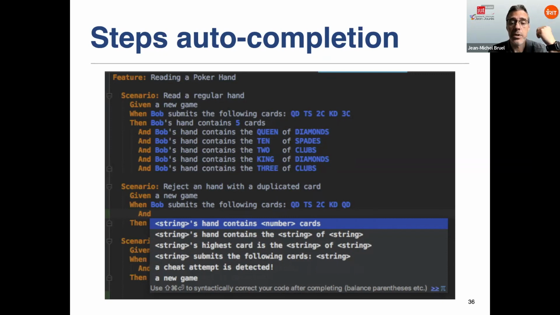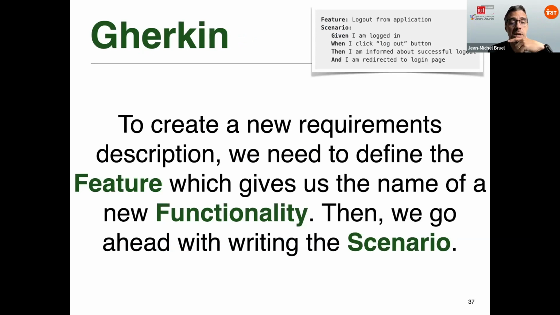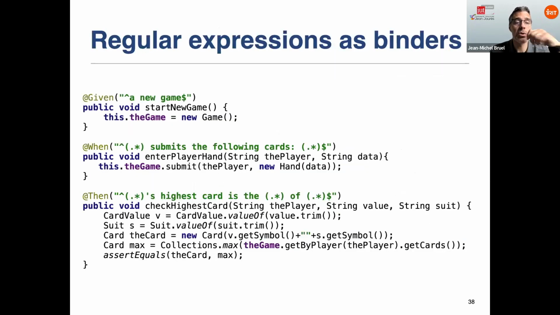so he can express those acceptance tests in terms of business rules, in terms of domain-specific constraints or scenarios, let's say. Okay, but then you are the developer. So you have to do the mapping between what is given a good new game, what is when Bob submits, and then that means that you are going to write under each statement.